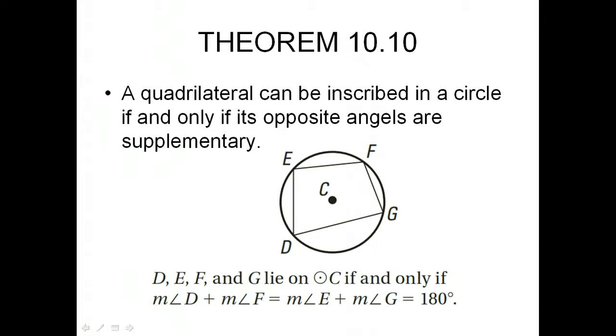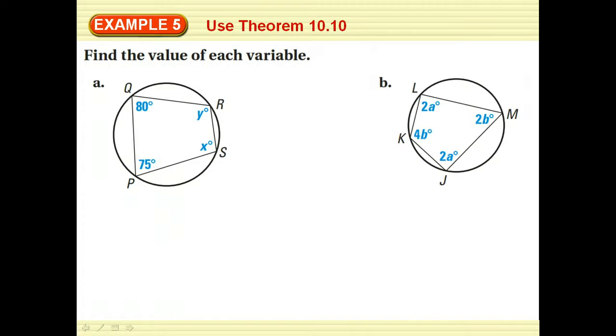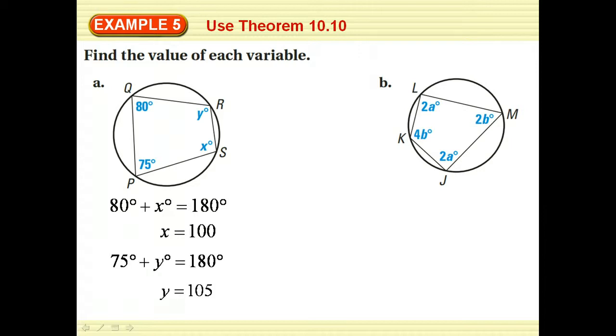If a quadrilateral can be inscribed, then its opposite angles are supplementary. That means angle D and angle F have to add up to 180, and angle E and angle G have to add up to 180. This is just for a quadrilateral. Any quadrilateral that is inscribed is going to have opposite angles supplementary. Let's find these angles. To find x, 80 plus x is 180, so x would be 100. For y, 75 plus y is 180, so y would be 105.